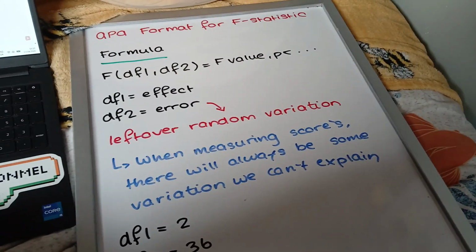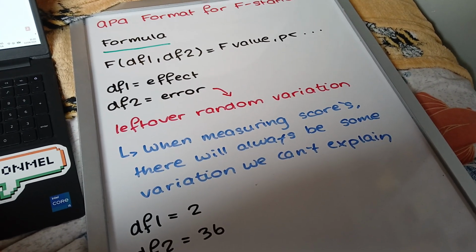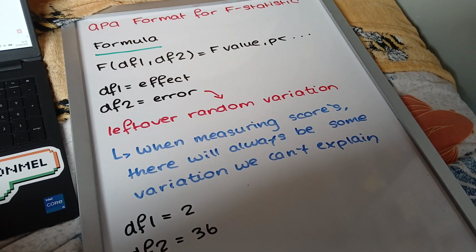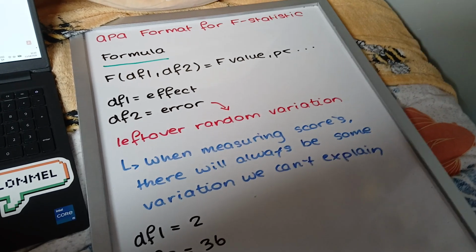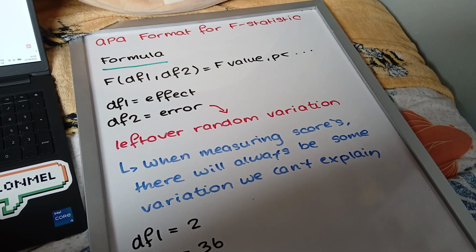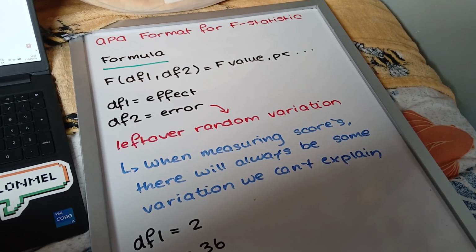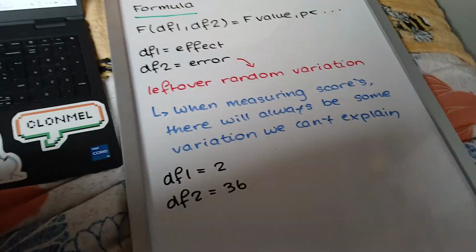The error is just the leftover random variation. When we're measuring someone's score, when we're measuring people in general, there will always be some variation we can't explain. This could be anything from someone having a bad day or someone having something going on at home that causes a variation in scores. So it's something that we can never explain and something that is never concrete and set in stone. That's why there's error and that's why there's leftover random variation.